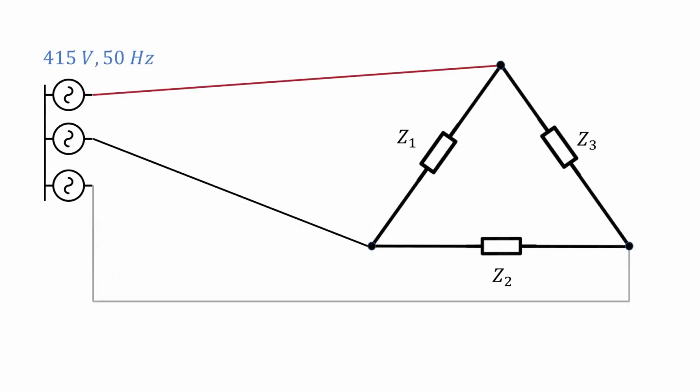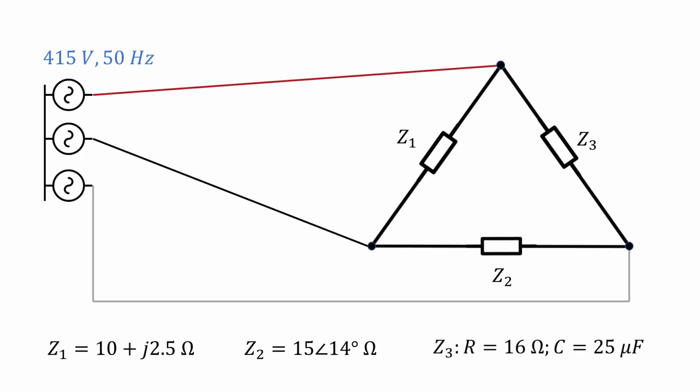So we go to worked example 2 with an RLC load now. We're given a circuit like this, a delta circuit. We're given 415 volts at 50 Hertz. And we're given some impedances. So Z1 is 10 plus J2.5. Z2 is 15 at 14 degrees ohms, and for Z3 we're given a resistor of 16 ohms and a capacitor of 25 microfarads. So we're given the impedances in different formats there.